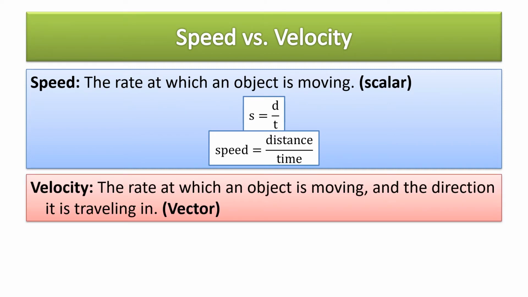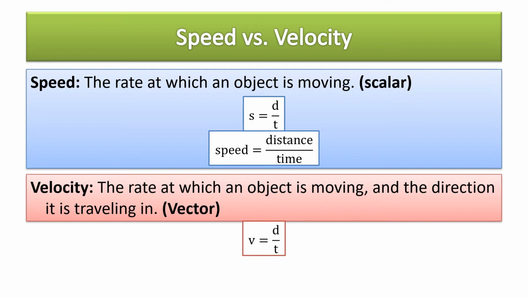Similarly, but slightly different, velocity is the rate at which an object is moving and the direction that it's traveling in. Since you're including the direction, that makes it a vector quantity. And you can remember that velocity is a vector because they both start with v. And the equation looks even similar. V is equal to d over t.